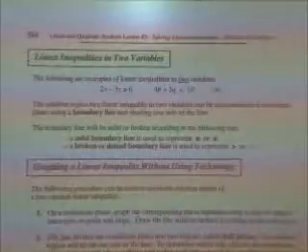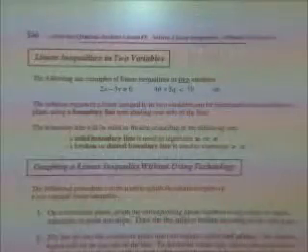The boundary line is solid or broken according to the following rule. If it is a less than or equal to or a greater than or equal to, we make the line solid, kind of like a closed circle. If it is just less than or greater than, we make the line a dashed line. So that's kind of like our open circle.